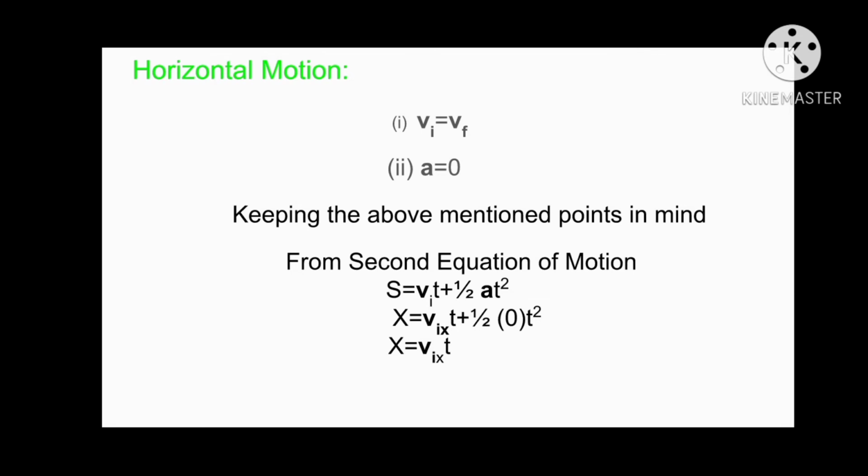Now keeping the above mentioned points in mind, from the second equation of motion, as you know, we have s is equal to vit plus half at square, or distance is equal to the initial velocity multiplied by the time plus half acceleration multiplied by the time square. Now putting the values in this equation, we get x is equal to vix t plus half 0 t square because the acceleration is 0. Finally, we shall have x is equal to vix t.